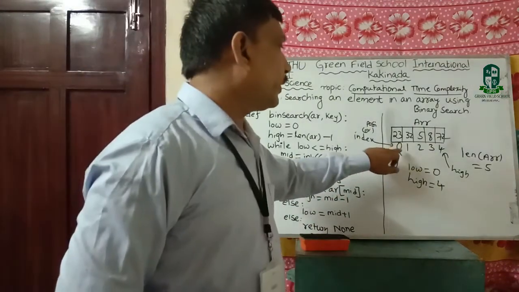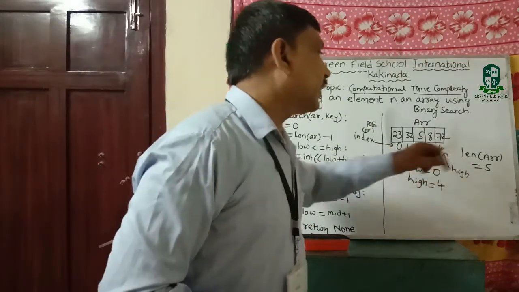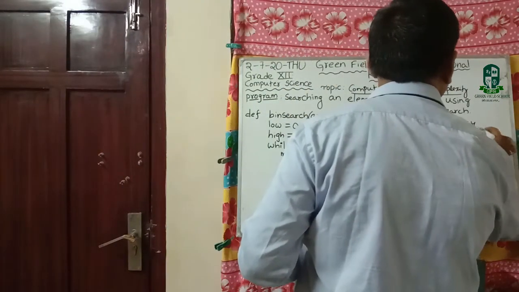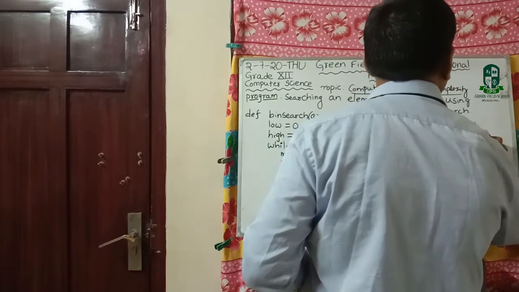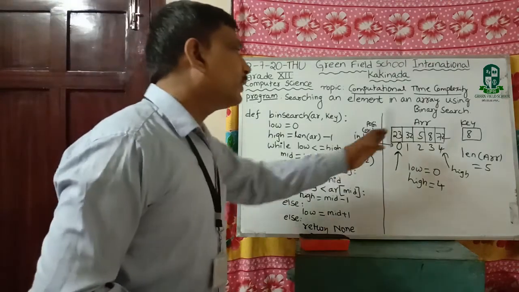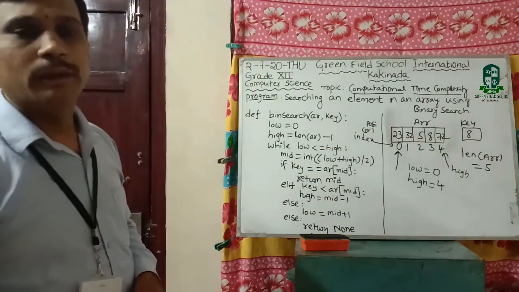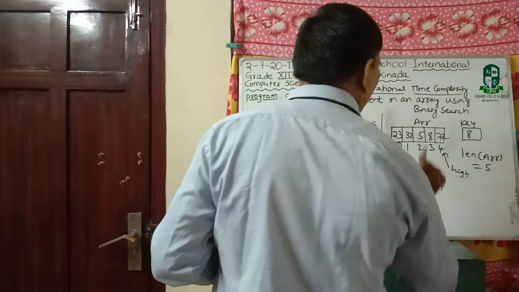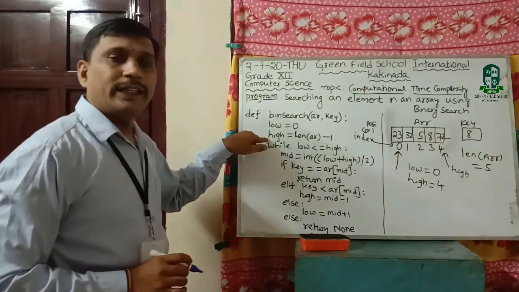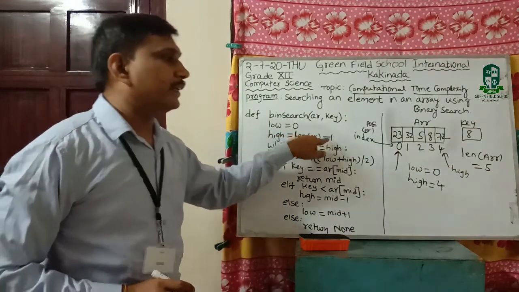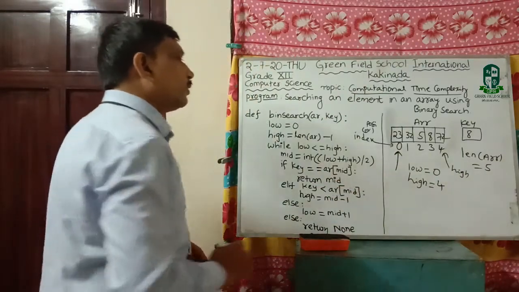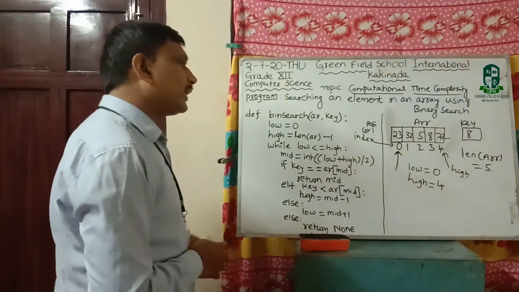Okay, so here low is set to 0, high is set to 4. Our key element is 8. We start the search from the given problem. Low is set to 0, and high is set to length of array minus 1, where the length of array is 5 minus 1, which is 4. Then we begin the search process.